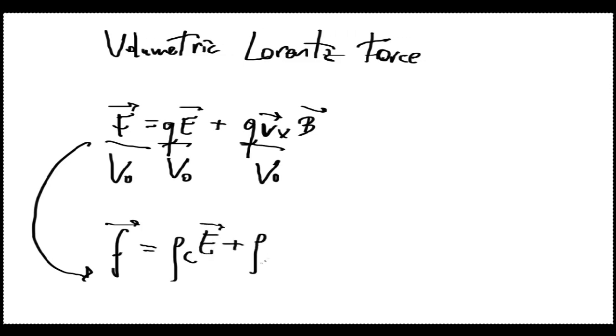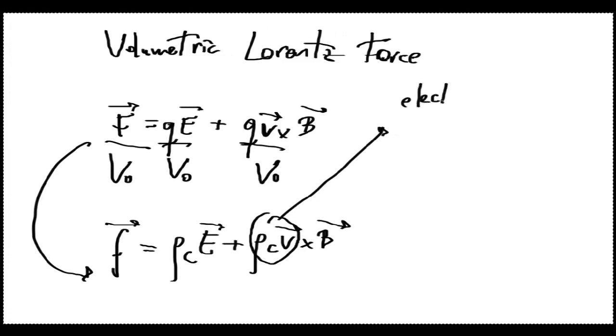Here again we have the charge density rho c, and the first term, the term due to the electric force, and the second term, where we have the charge density multiplying the velocity of this moving charge. And here is the definition of charge density, or we can call it volumetric charge. So we have a unit of Coulomb per meter cubed.